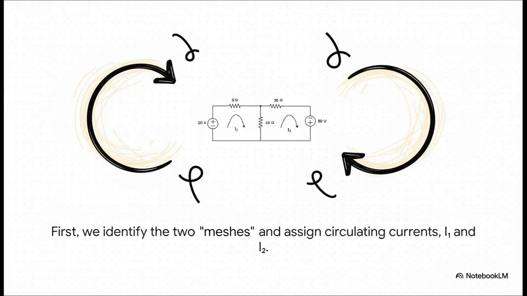Let's try this out on a new circuit. The very first step is to spot those window panes or meshes. We've got 2 pretty obvious loops here. We're going to imagine a current circulating clockwise in that first loop. We'll call it I1, and another one doing the same thing in the second loop, called I2. Our mission, should we choose to accept it, is to find the exact values of these two currents.